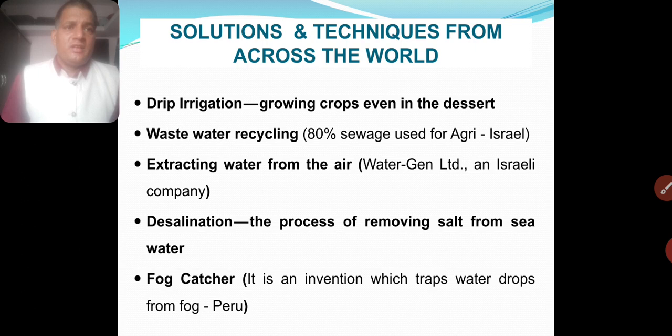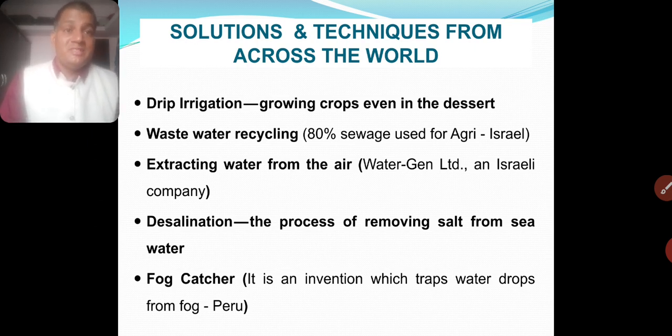And what are the solutions and techniques for this water stress, water issues or water crisis? If you apply these techniques, which are globally accepted and used for the water problem: drip irrigation for agriculture, growing crops even in the desert, you have to apply drip irrigation. It means you can manage the water. And second, wastewater recycling, meaning you have to recycle the wastewater for agriculture.